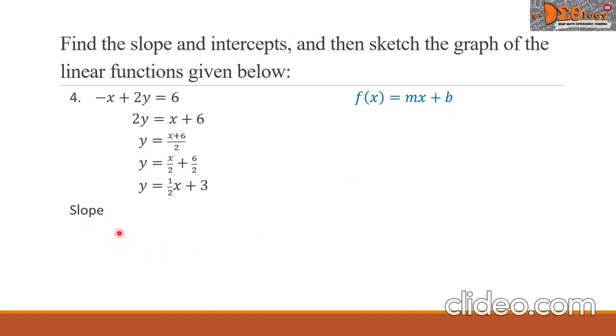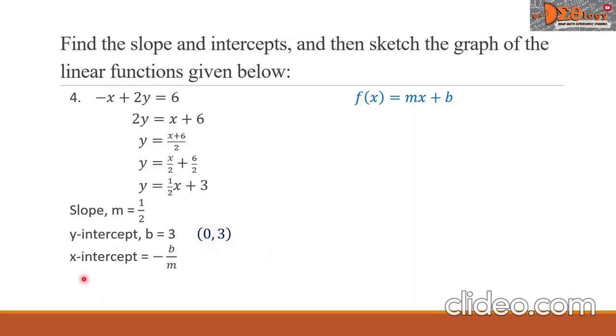Let's begin with the slope. That is the m. This is the coefficient of x, and that is 1/2. This y-intercept is the b. So we write here 3. Showing this as a point, we write 0, 3. Remember that for y-intercept, the x-coordinate is 0.